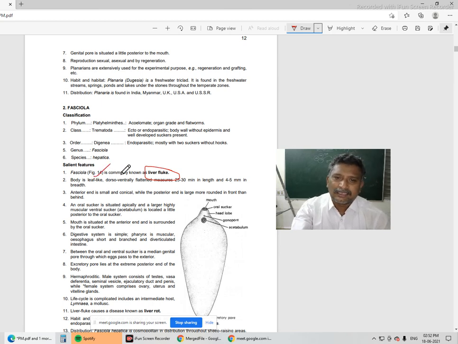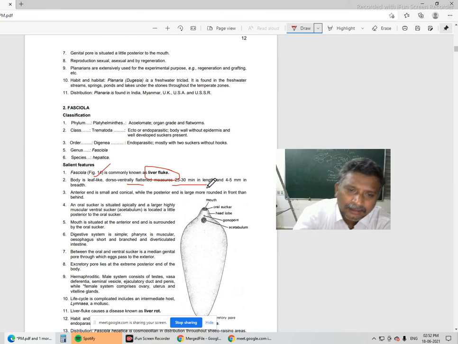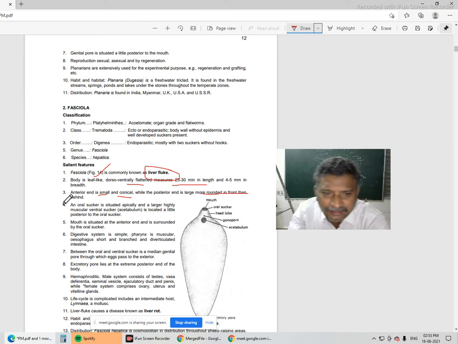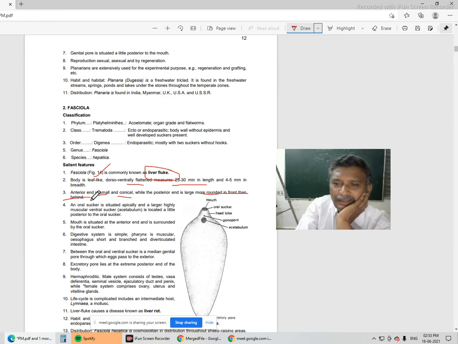Body is leaf-like, dorso-ventrally flattened, measuring nearly 25 to 30, here it says men, but 30 millimeter in length and 4 to 5 millimeter in breadth. Okay, the anterior end here is a very small, conical one. The posterior end is somewhat rounded, white, in front than behind, compared to this.